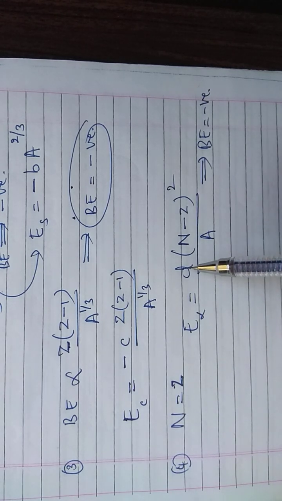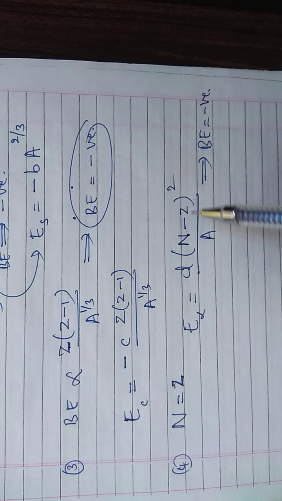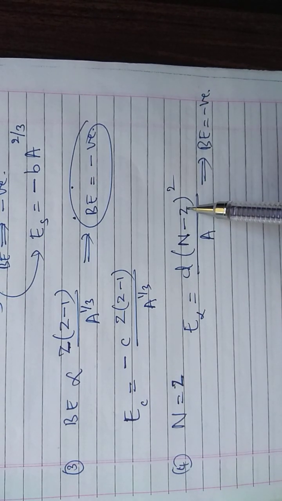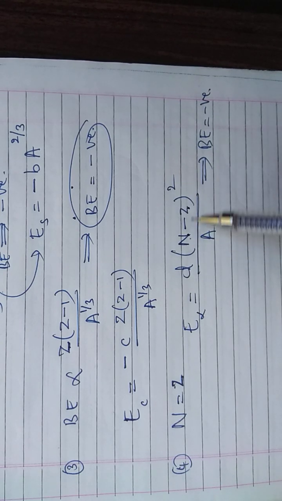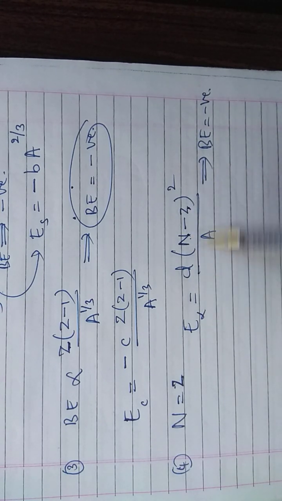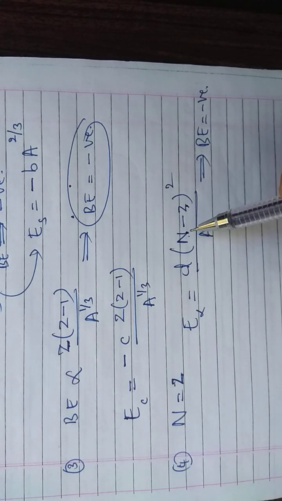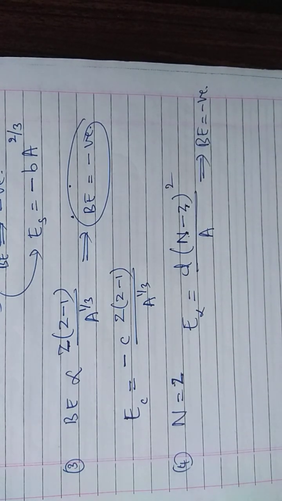D is a constant, N is the number of neutrons, Z is the number of protons. If the number of neutrons and protons are equal to each other, this value is equal to 0. N is equal to Z means this is equal to 0, so E alpha is equal to 0. So binding energy is negative here, depending upon even-even nuclei or odd-odd nuclei, I mean depending upon the number of neutrons and the number of protons.